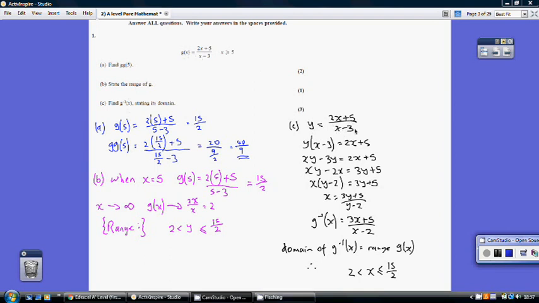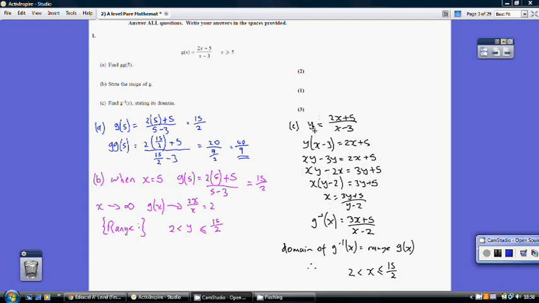So we multiply both sides by x minus 3, multiply out the bracket, giving us this. Then we make sure we have all the terms involving x on one side, all the terms without x on the other, which is what we've got here. That then allows us to factorize on the left hand side, and then we can divide through by y minus 2, getting x being 3y plus 5 over y minus 2.